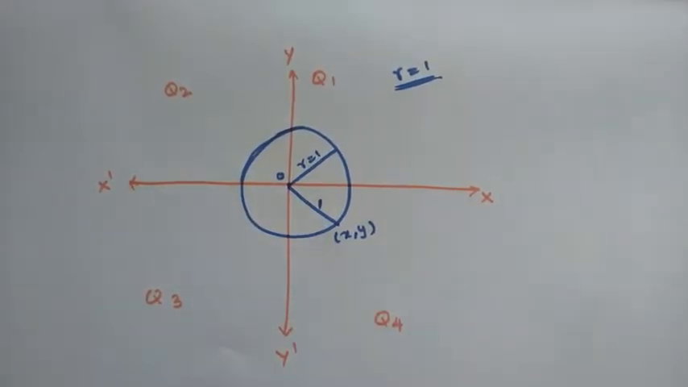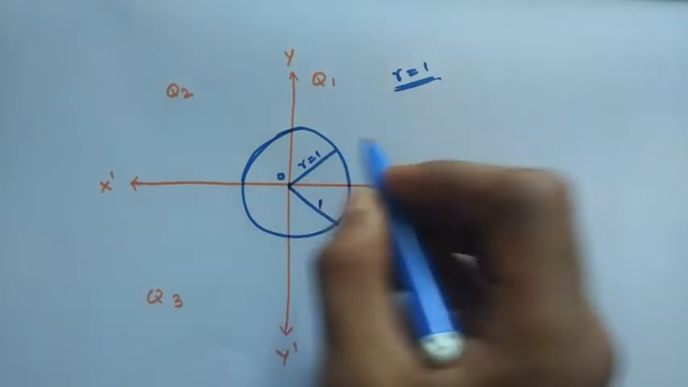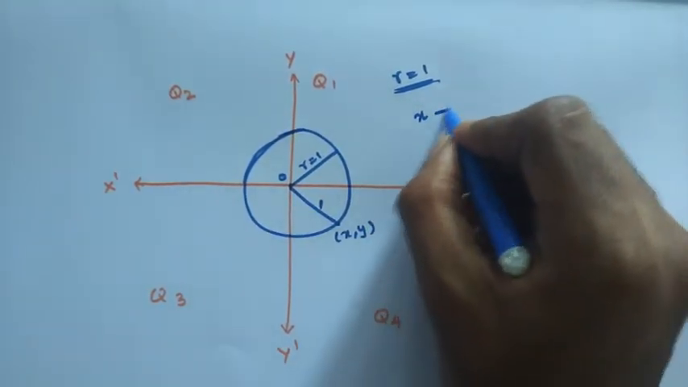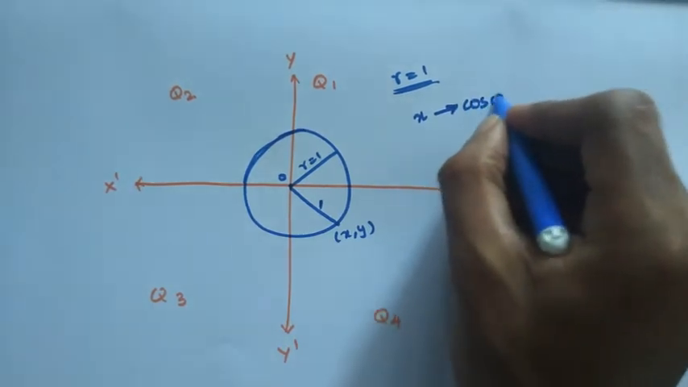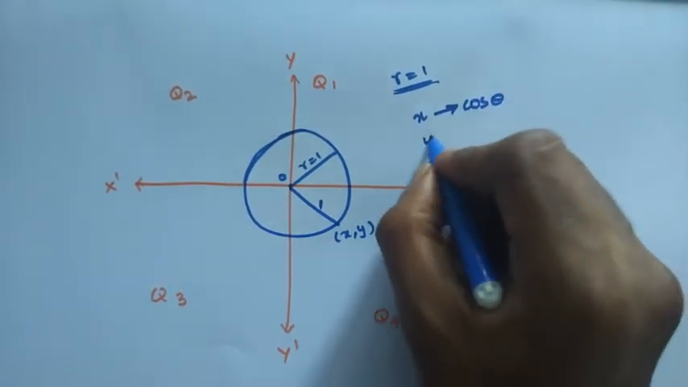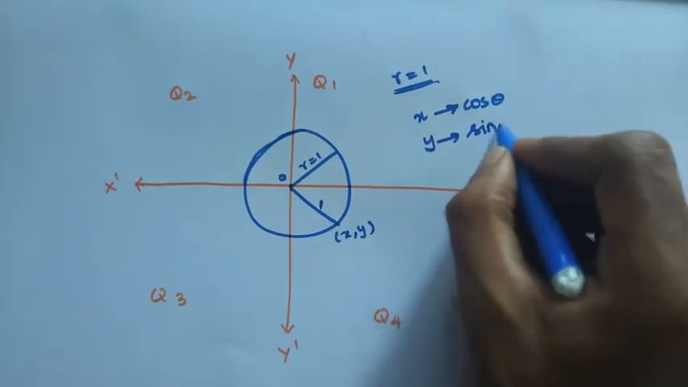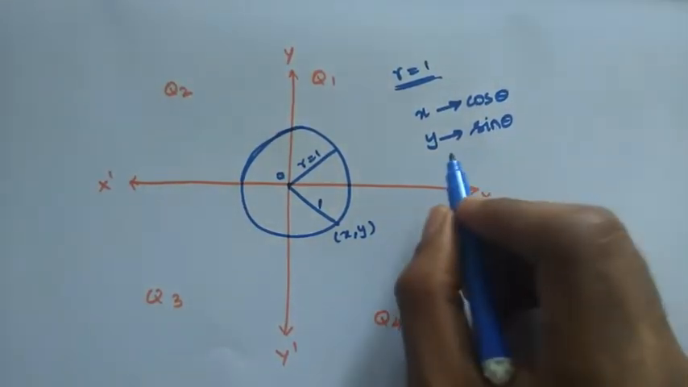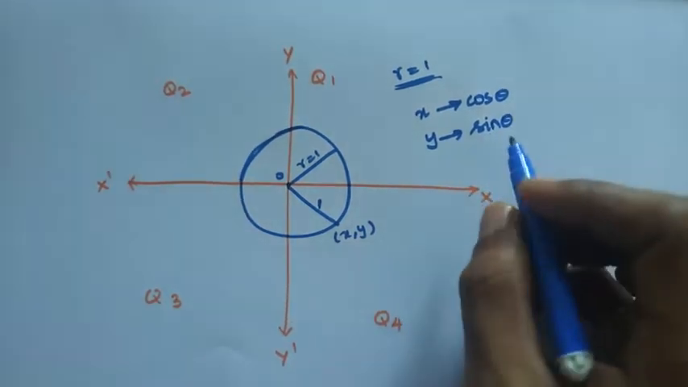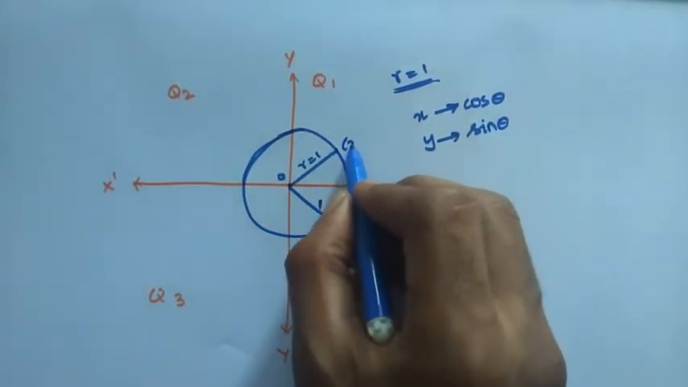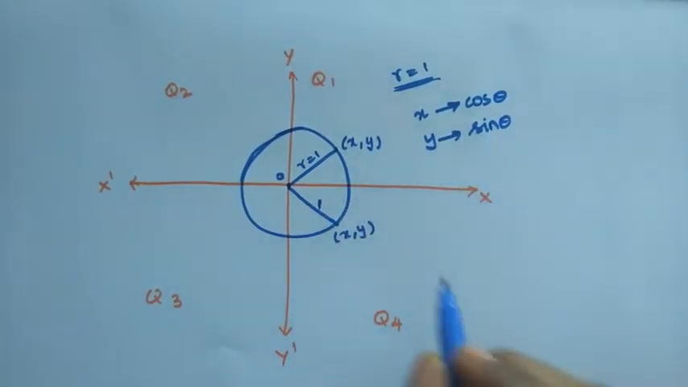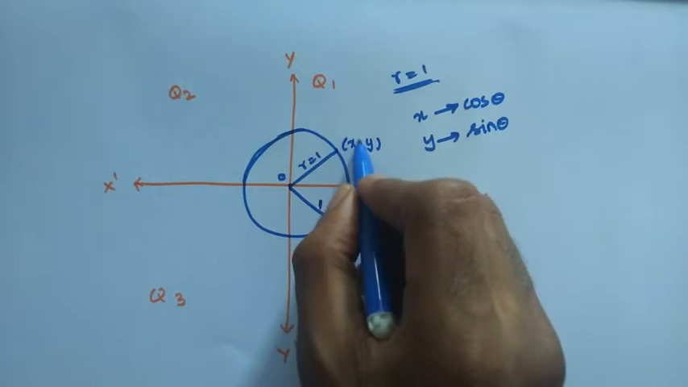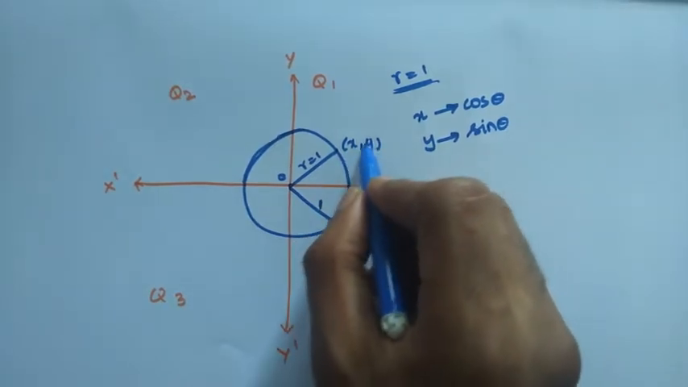Now always remember this, the x coordinate is going to give you cos theta, and the y coordinate is going to give you sin theta. Suppose I consider this point x comma y, so whatever value it is here, this is nothing but cos theta and this is nothing but sin theta.